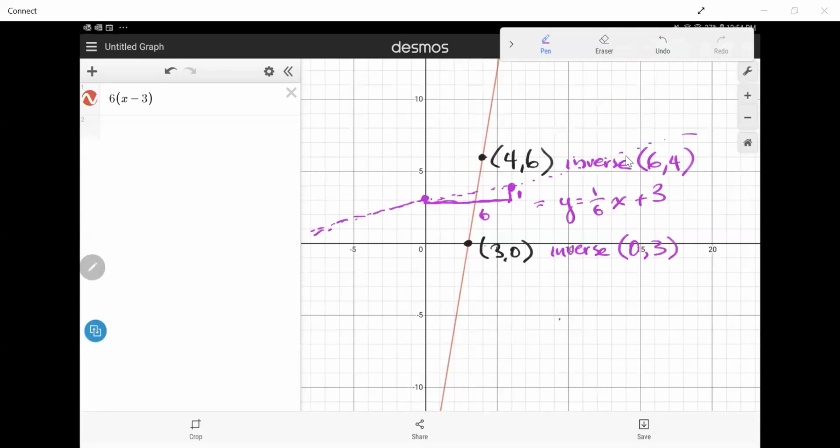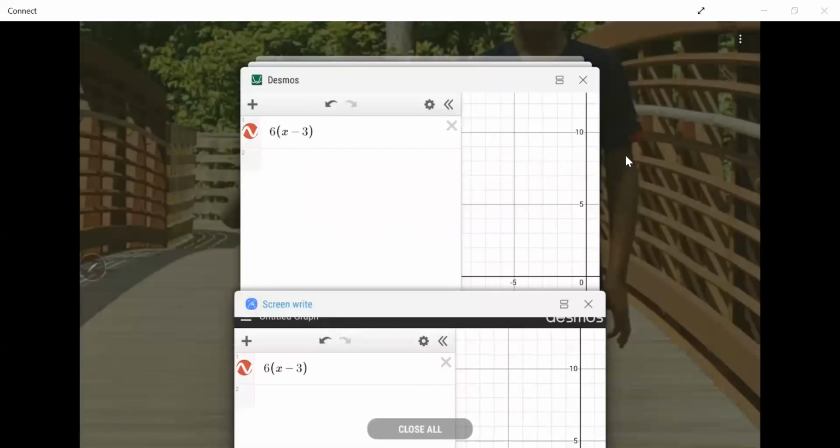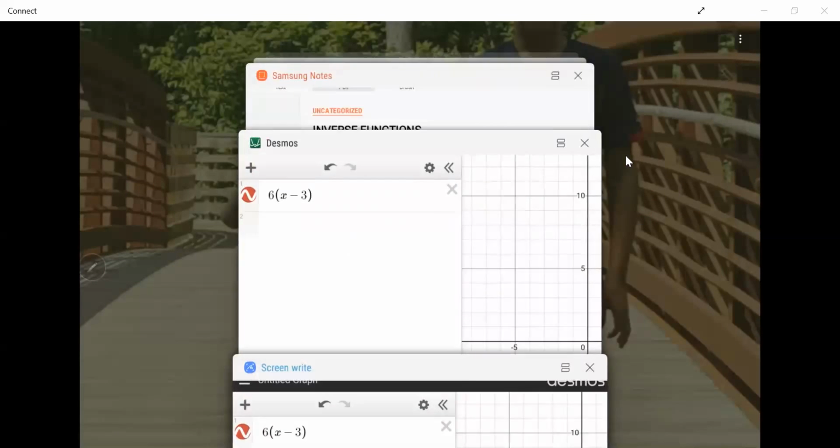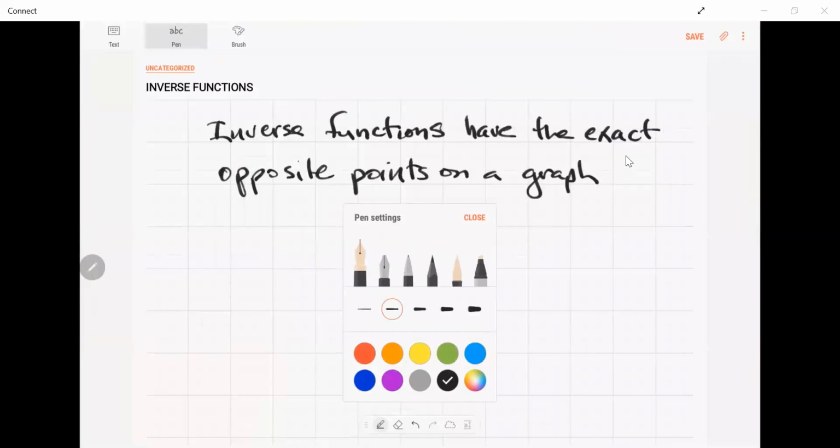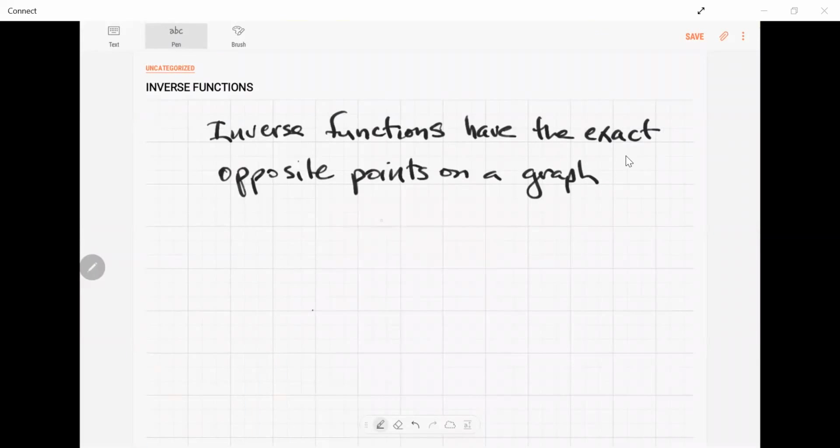So is there a way that we can figure that out without drawing a graph? Yes, there is. Now we know what an inverse is: it's just the flip of the equation the other way. So let's look at that. That equation was f of x equals 6x minus 3.